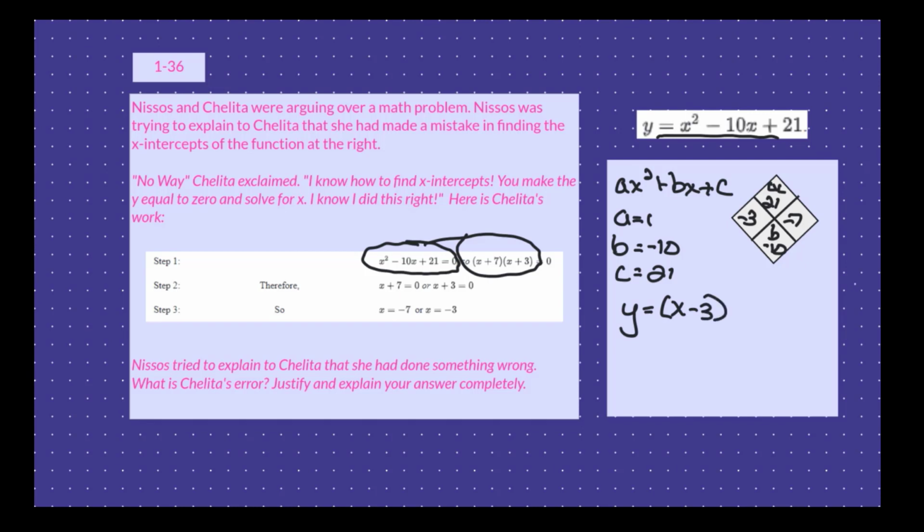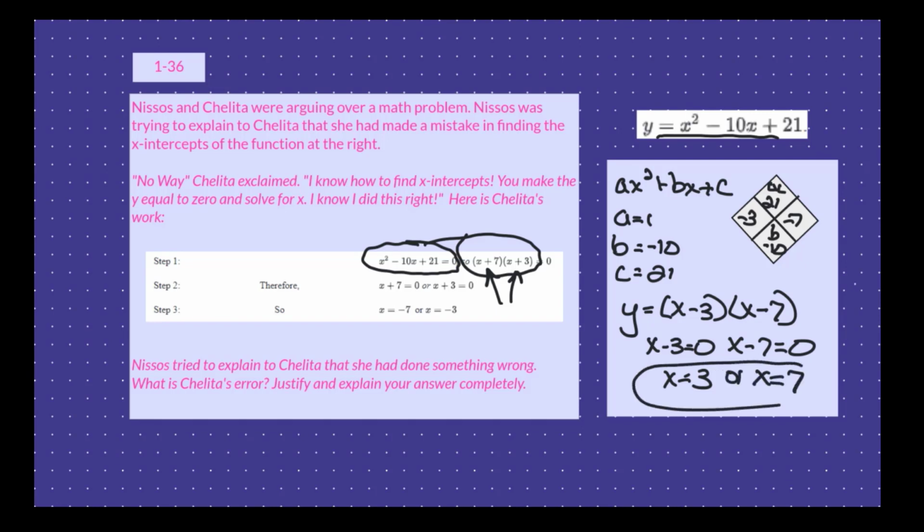X minus 3 and X minus 7. And you notice she's put the pluses in. Now, her next step where she said X minus 3 equals 0 and X minus 7 is equal to 0, that is correct. Setting it equal to 0 is what helps you solve it. But in this case, that means X equals 3 or X equals 7. That's the correct work. And hope that helps.